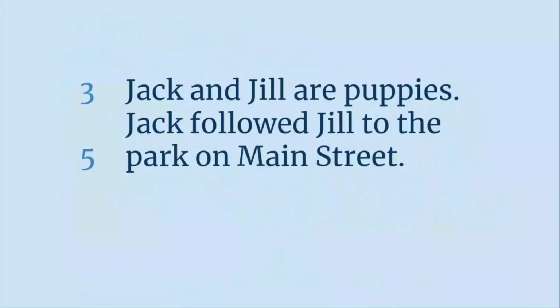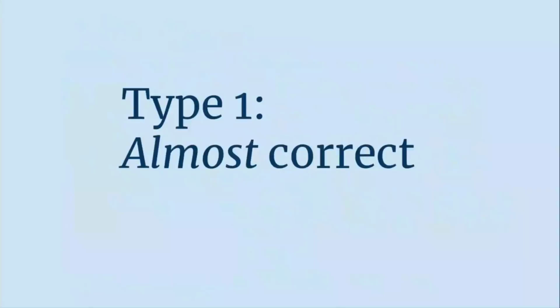To explain these answer types, we're going to use the example sentences: Jack and Jill are puppies. Jack followed Jill to the park on Main Street. And we'll say that those are lines 3 to 5 in our passage and that our questions are based off of them. We'll have a question to go along with some of the types of answer choices and explain why a certain answer choice would fit into one of the previously mentioned categories. So, wrong answer choice type 1. We have answers that are almost correct.